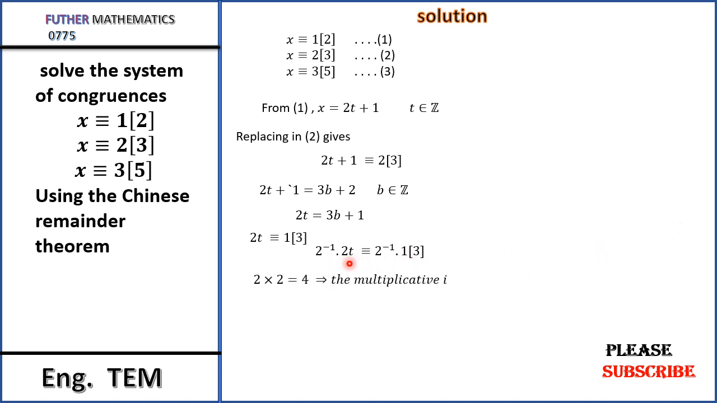Now, you know that when you multiply 2 by 2, it gives us 4. And 4 is congruent to 1. The remainder when 4 is divided by 3 is 1, right? So 4 is congruent to 1 in mod 3. So it means that 2 is the multiplicative inverse of this 2 in mod 3. So if we multiply here by 2, this one will just give us our t, which is congruent to what? Since the multiplicative inverse of 2 in mod 3 is 2, we have 2 times 1 giving us 2.